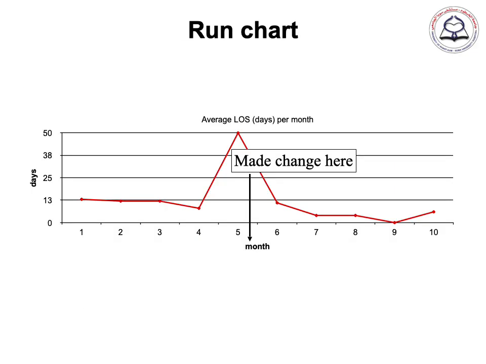Run charts or time plots are graphs of data collected over time that can help the team determine whether a change has resulted in an improvement. A run chart will show the trend. A trend is formed when a series of consecutive points continuously fall or rise. A run chart will help the team to judge how a particular process is performing and identify when a change has resulted in true improvement.